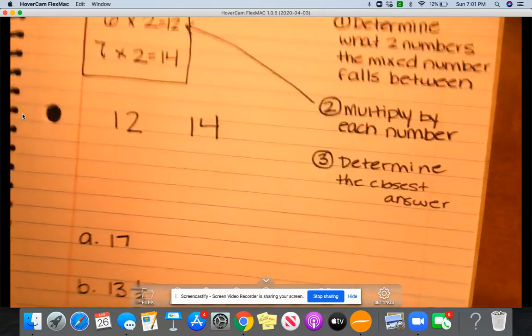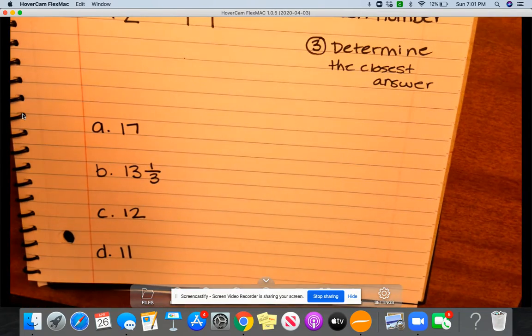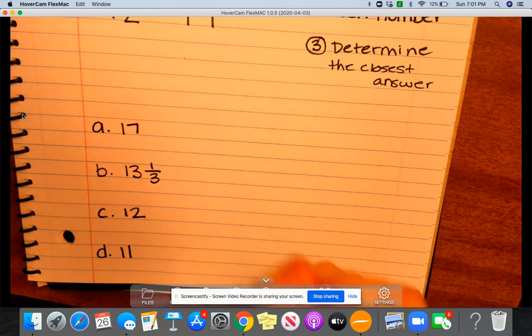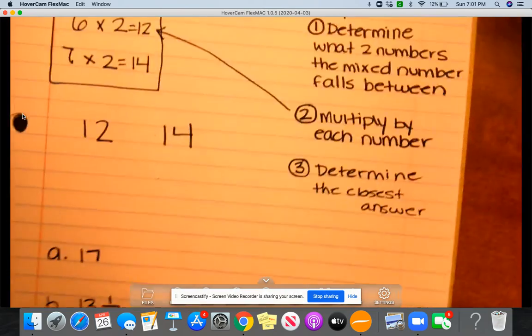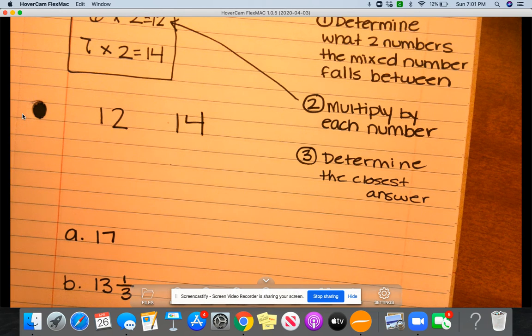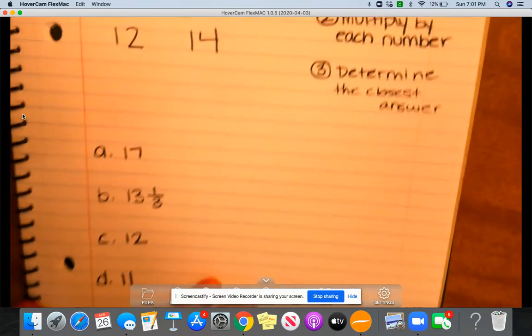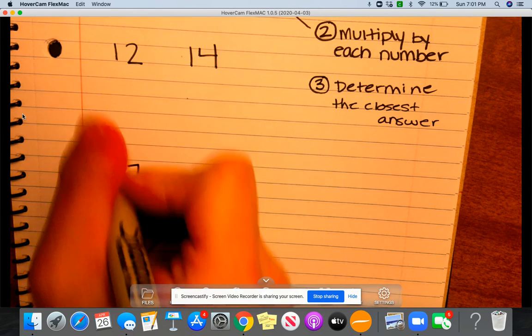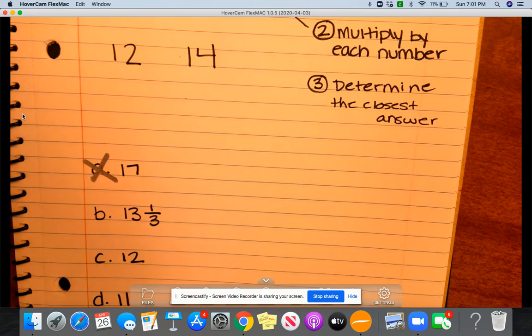It's a multiple choice answer. Let's look at our options. Here are our options: 17, 13 and 1/3, 12, and 11. So knowing what we know, which ones can we completely take out? We're determining the closest answer. We know it's going to be between 12 and 14. Which ones can we take out? So we can take out 17 because it's larger than 14, so the answer can't be 17.